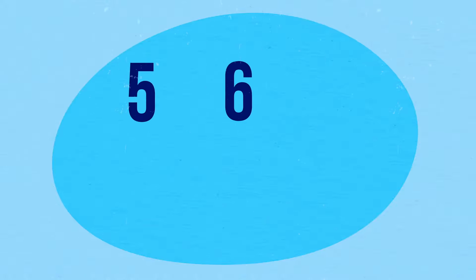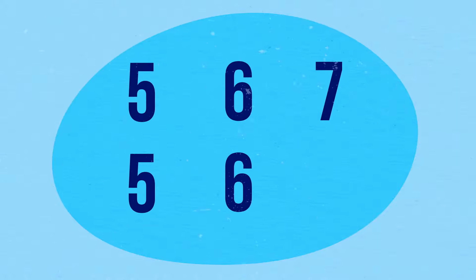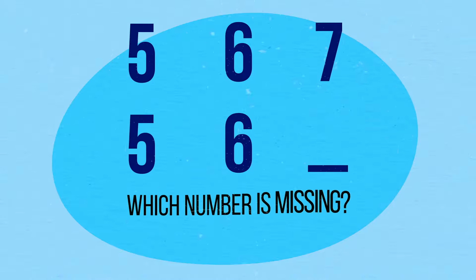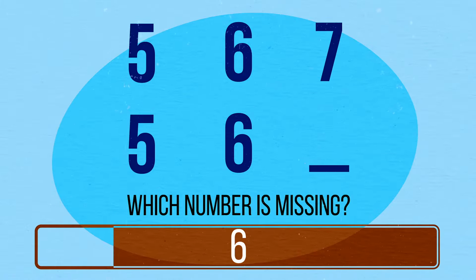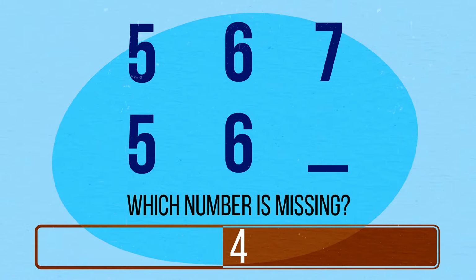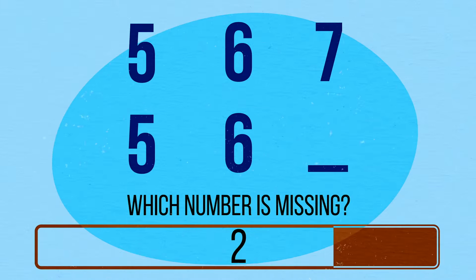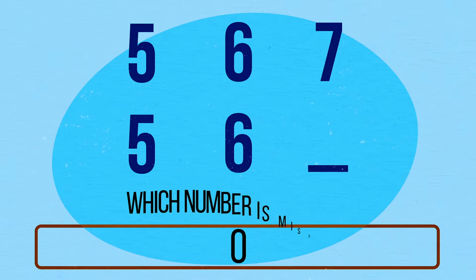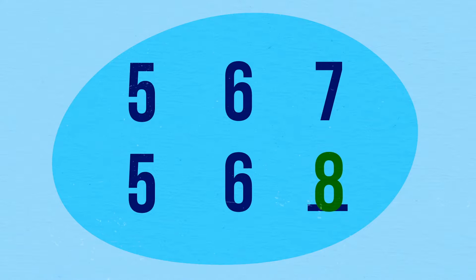5, 6, 7. 5, 6. Which number is missing? A small hint. It's not 7. You have 7 seconds to do the math. Number 8 is missing. The subsequent number of 567 is 568.